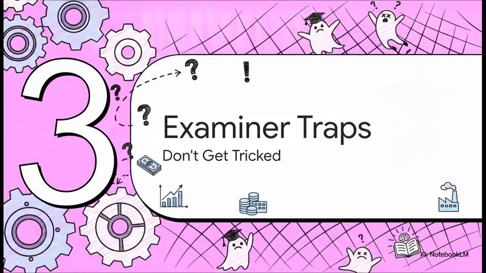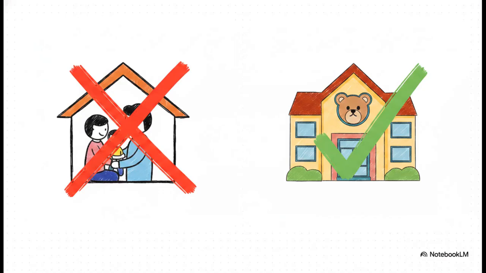Section 3, beating the examiner's traps. Okay, you've got the basics down, but we aren't settling for basic. We're aiming for perfection. This is where things get a little tricky. Evaluators love to test if you actually understand the core concepts, or if you just memorized a list the night before. They do this by throwing in very specific nuances to trip you up.